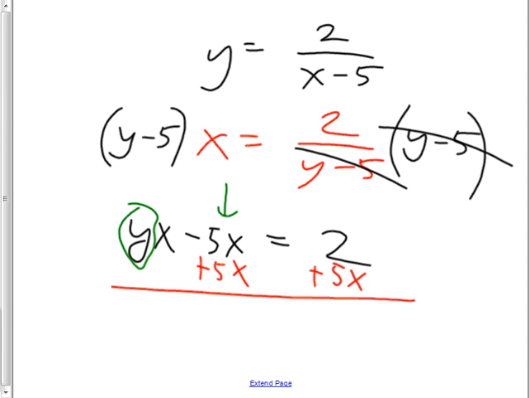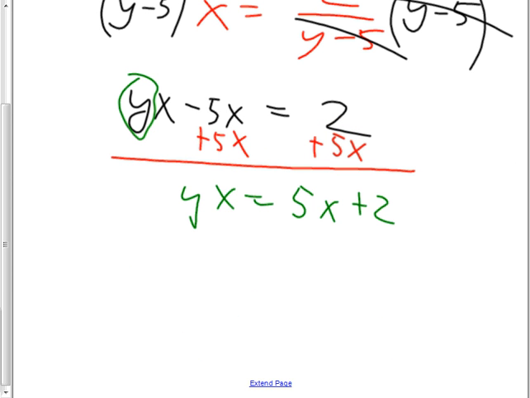That's what I'm doing right now, getting rid of that part. And then eventually, I'm going to want to get rid of that part. All right, so first, we add 5x to both sides. Yx equals x. So I'm going to put the 5x first. You could put the 2 first. It doesn't matter. They're just being added, and the commutative property says you can write 5x plus 2 or 2 plus 5x, either way.